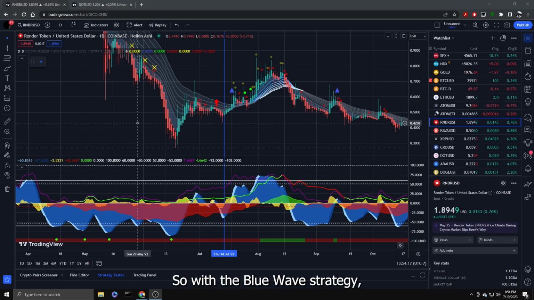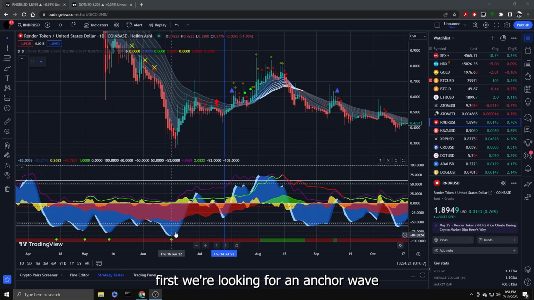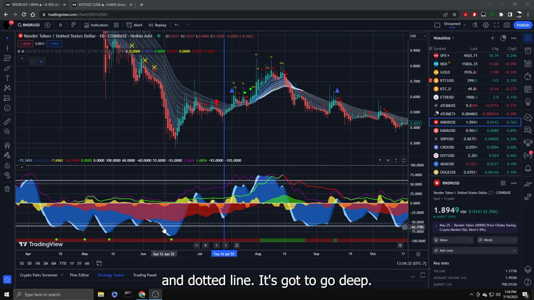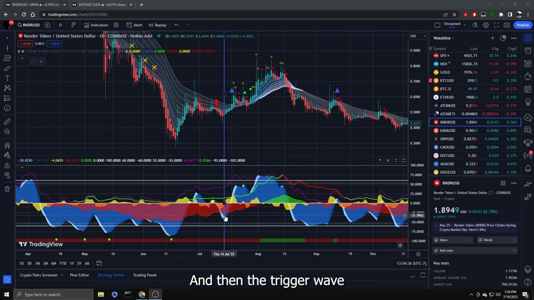So with the Blue Wave strategy, first we're looking for an anchor wave and a trigger wave. An anchor wave is a fat, deep initial wave. We want to go at least below this white line and dotted line. It's got to go deep. And then the trigger wave should be smaller, noticeably smaller afterwards.